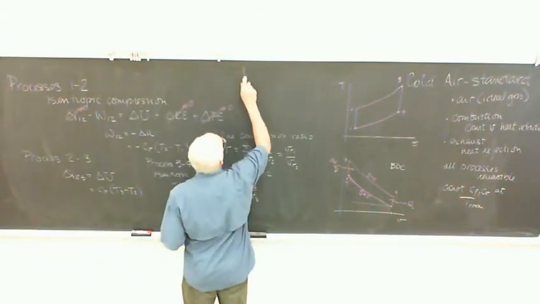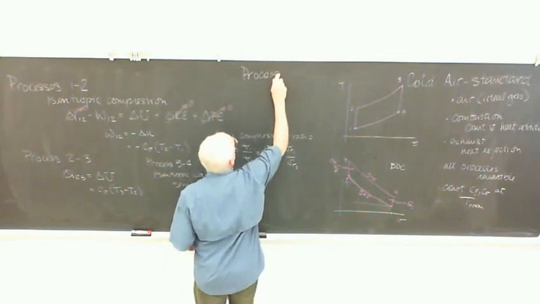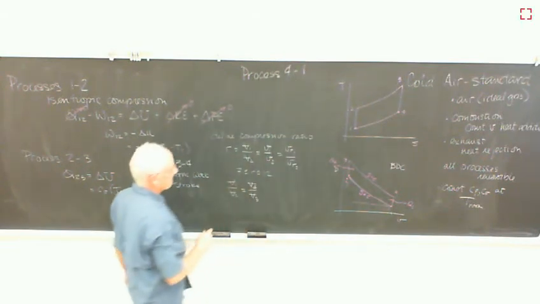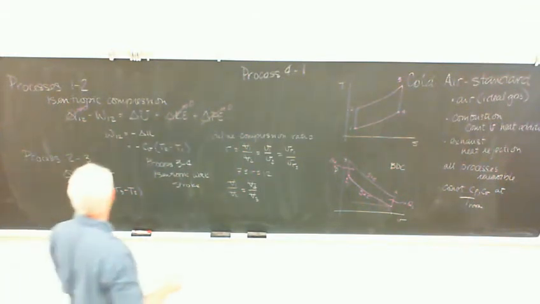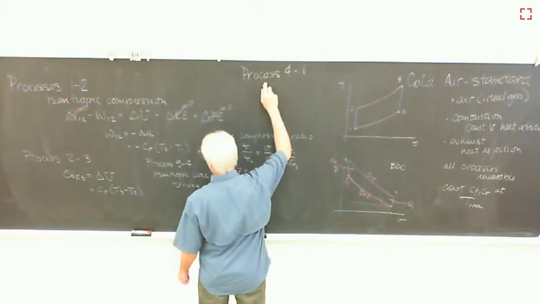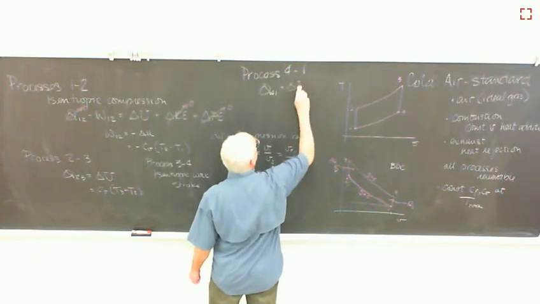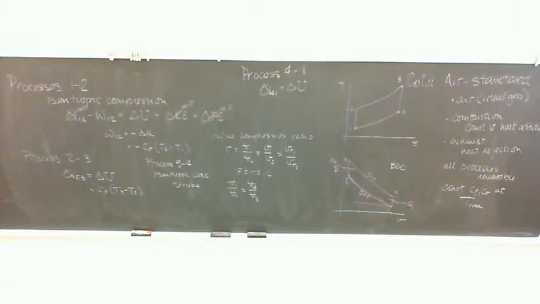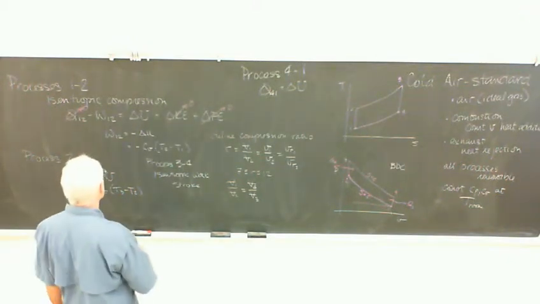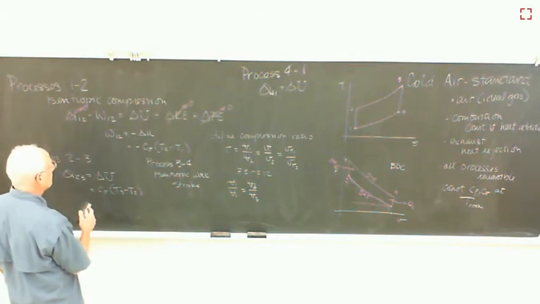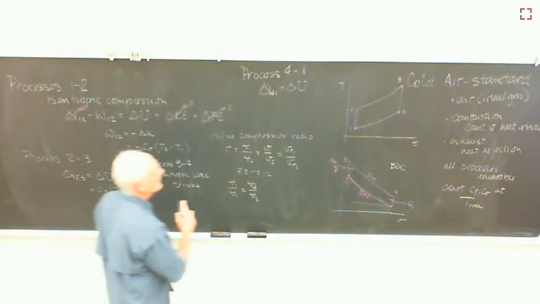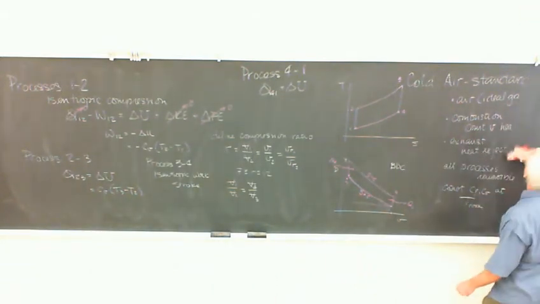And then the last one is the return to the original spot. The model is a constant volume heat addition. So that's just once the work is taken out of that term, as well as the kinetic and potential energy changes. The only other part we can add to it is the efficiency.